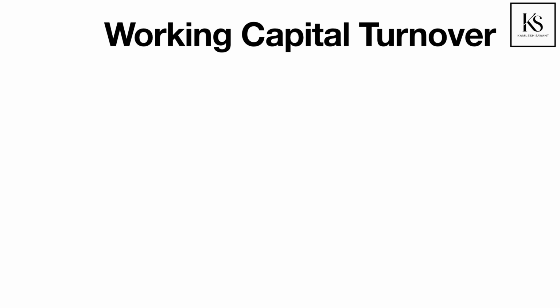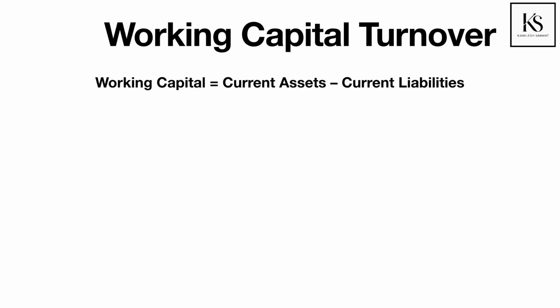Working capital turnover. Working capital refers to the capital required by the firm to run its day-to-day operations. To run the day-to-day operations, the company needs certain types of assets. Typically, such assets are inventories, receivables, cash, etc. If you realize these are current assets, a well-managed company finances the current assets by current liabilities. The difference between the current assets and current liabilities gives us the working capital of the company. Working capital is equal to current assets minus current liabilities.